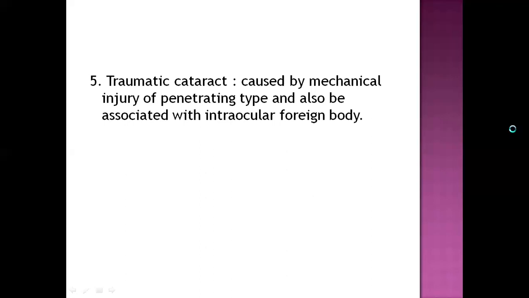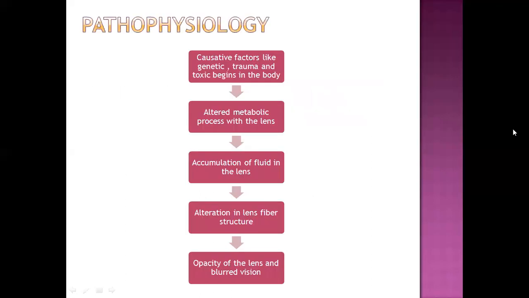This was about types of cataract. Now pathophysiology, how cataract develops. First of all, causative factors like genetic, trauma, and toxic medicine enter the body and begin the process. After that, there is an altered metabolic process with the lens. The metabolic process of the body seems quite disturbed with the lens.